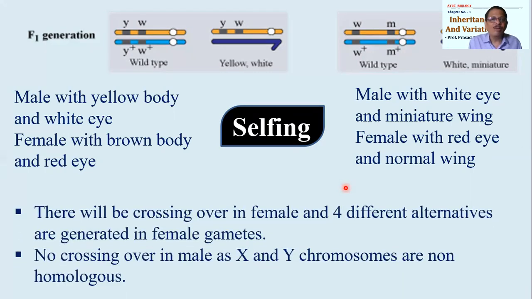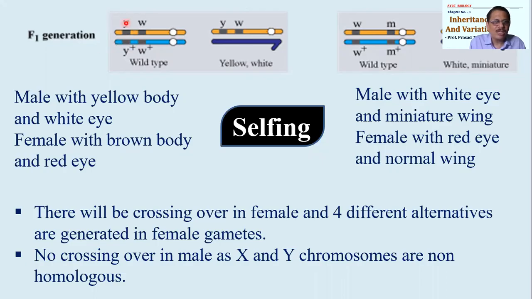Now what will happen? There will be crossing over in female. Crossing over can happen inside the female; can it happen in the male or not? It will not happen in the male, there is no benefit at all. X chromosome and Y chromosome are non-homologous chromosomes. So there will be crossing over in case of female, and there will be 4 different types of alternatives generated. I told you last time, if an individual is heterozygous in 2 traits, what will happen? There will be 2:2 types of gametes produced. 2:2 means 4, right?